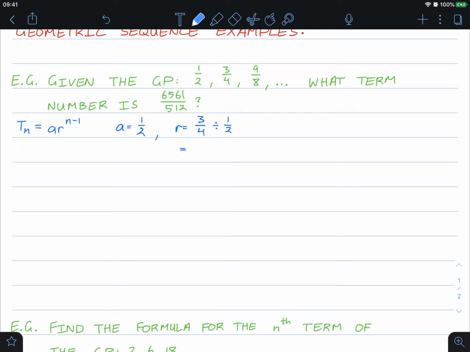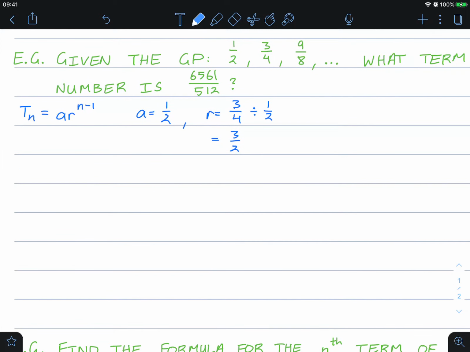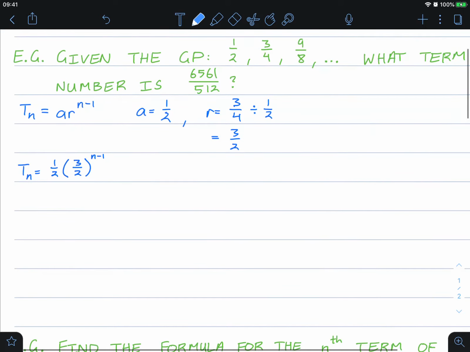This one, I'm just going to use my physical calculator here, it's a lot faster. So 3 over 4 divided by a half, I'm getting 3 over 2, or you can say r is equal to 1.5. Because the number is in a fraction, I'm going to leave it as a fraction myself. So now that we have this, we have the expression Tn equals half, 3 over 2 to the power of n minus 1.